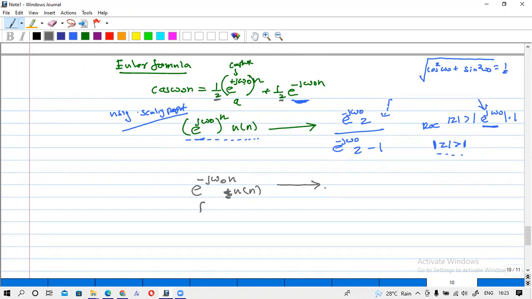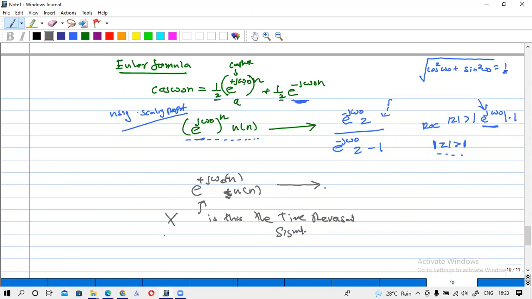Tell me, is this the time reversal signal? Because here it is e to the power minus j omega naught n. So that means here we can put this as minus n, and we can put the minus here, so this will be plus. Okay, so it will be minus. So is this the time reversal signal?